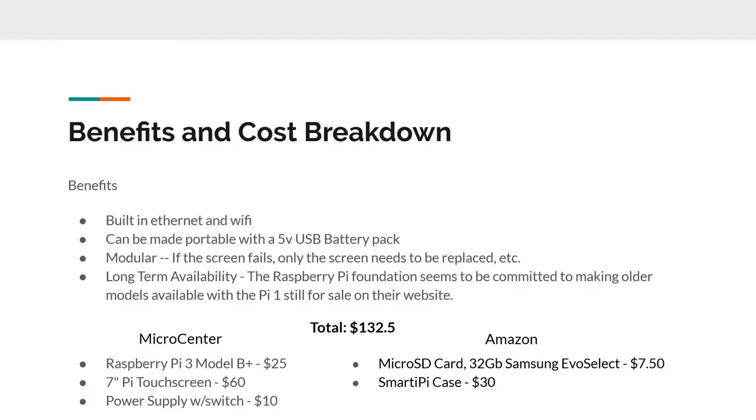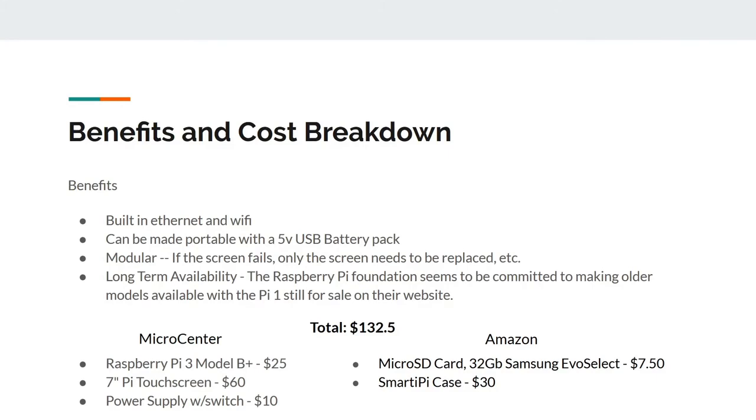Probably my favorite feature is that they're modular. So if the screen fails, if the Raspberry Pi itself fails, power supply fails, whatever, they're all separate discrete components. So, you know, if the screen fails, you just replace the screen for $60 rather than having to replace the entire thing. And even if we did have to replace the entire thing, it's still like a third the cost of a Dell 2-in-1.